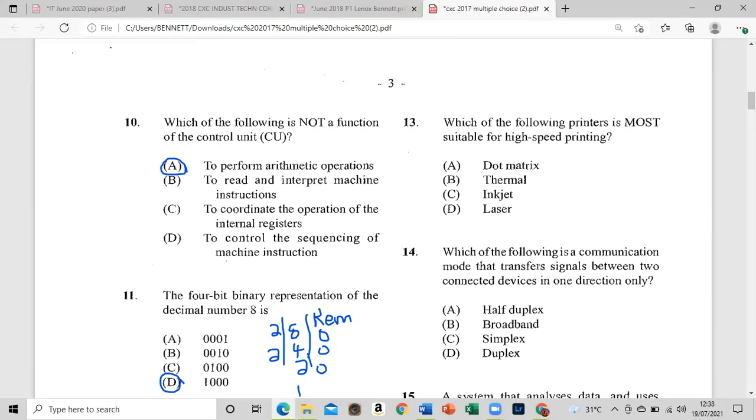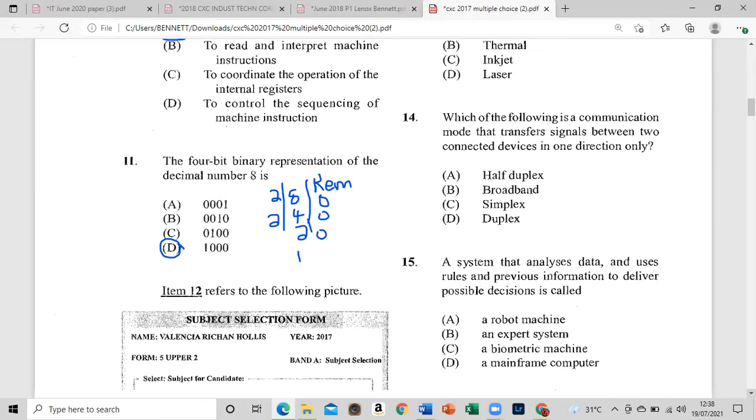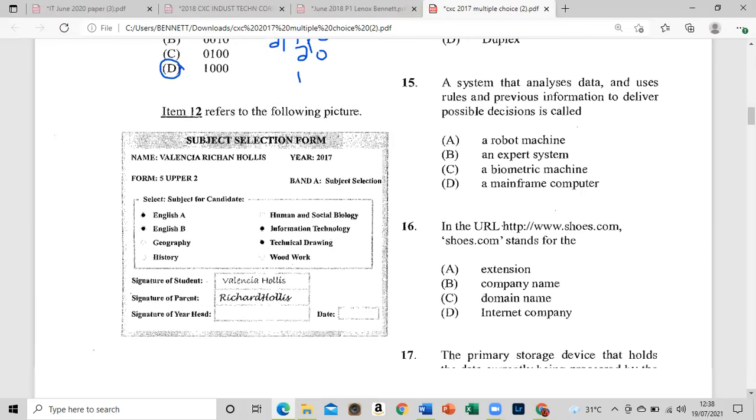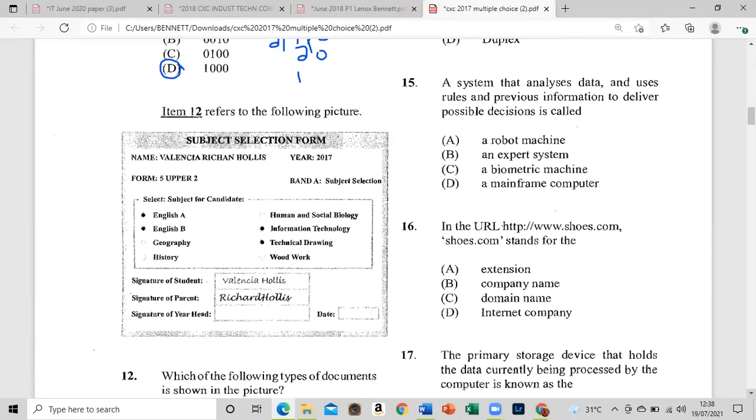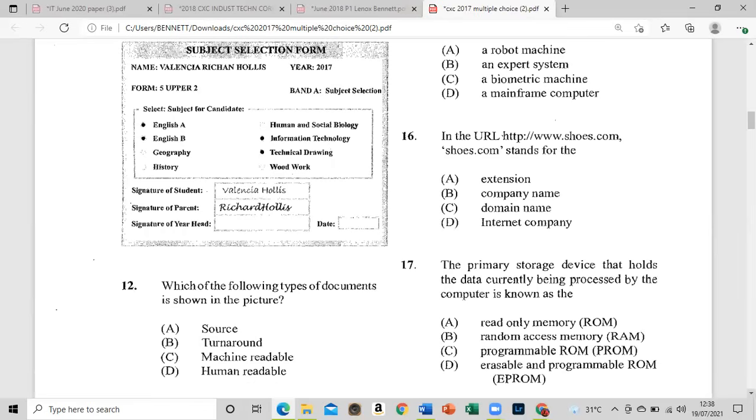Let's see what's in store for us. So far, so good. Let's see what number 12 says. It gives the name and so on, subject, whatever. Which of the following types of document is shown in the picture? Is it source, or B, turnaround, or machine readable, or human readable?